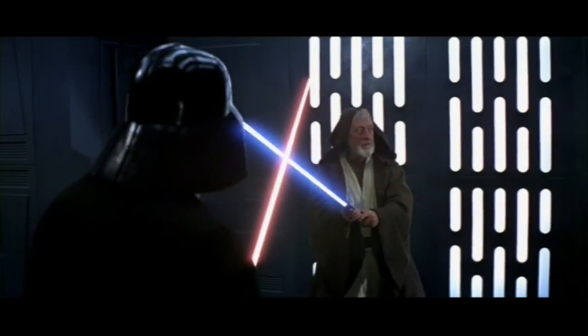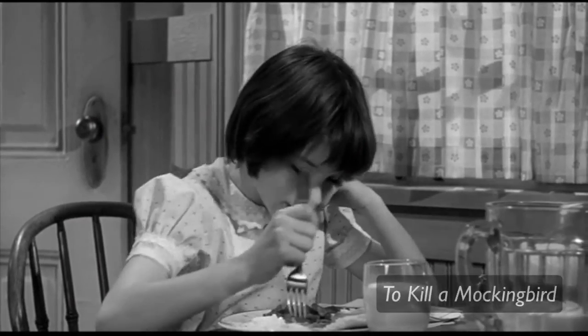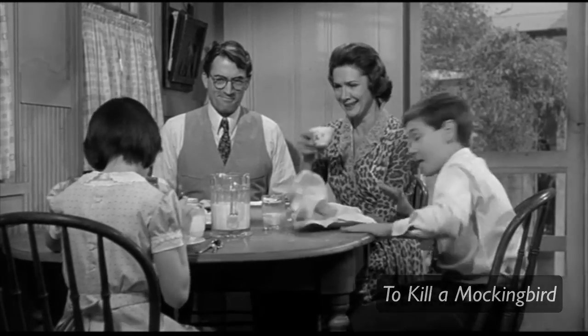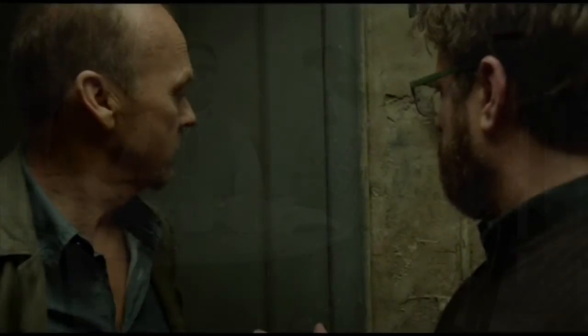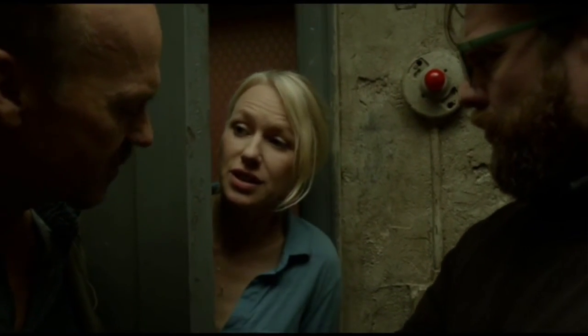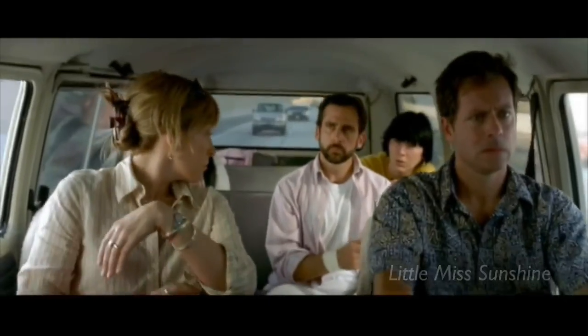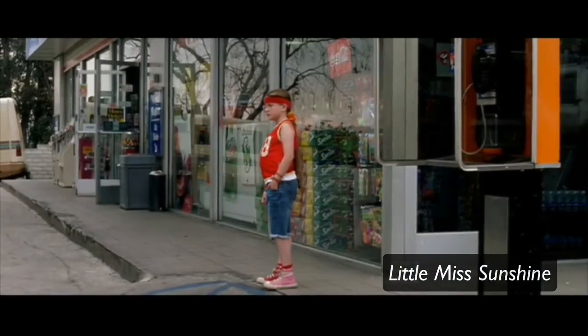If we move to that interpretive level, the eye level angle is probably just telling us that this is normal. This is regular. There's nothing really special going on. That the point of view and the image being shot are at basically the same level of power because they're on the same level. So this is a pretty neutral angle. This is how we see our world, and so if we see that in film, it's just replicating our world. And a majority of the angles we see in film tend to be eye level angles. And here are some examples on the next slides.